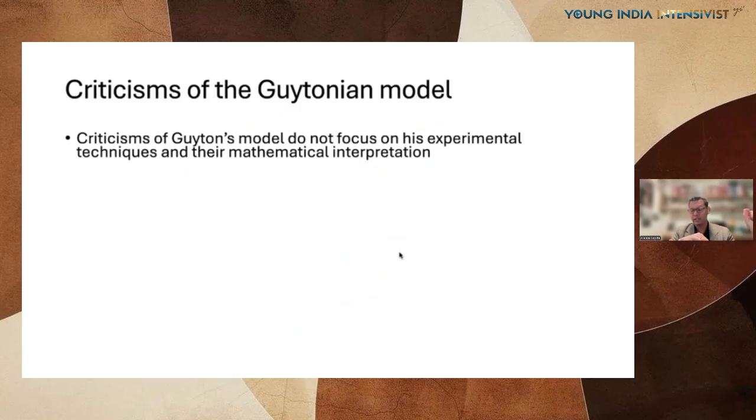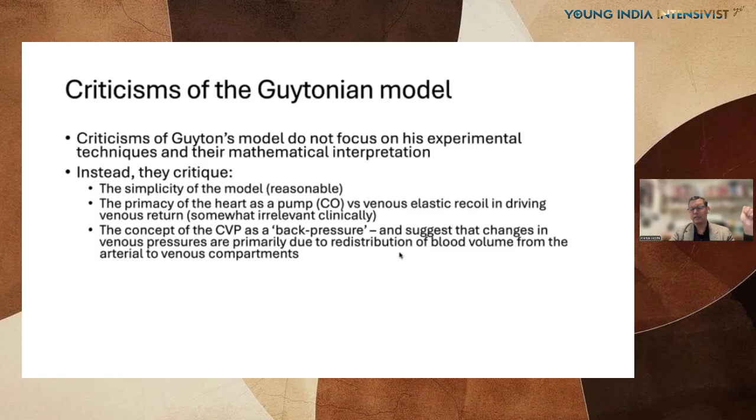Everyone who's repeated Guyton's experiments has found basically the same results. What they critique is his interpretation and not the mathematical interpretation. The math is all above board. Their problem is, one, the model's too simple, which is true. It is a very, very simplified model of a complex system.